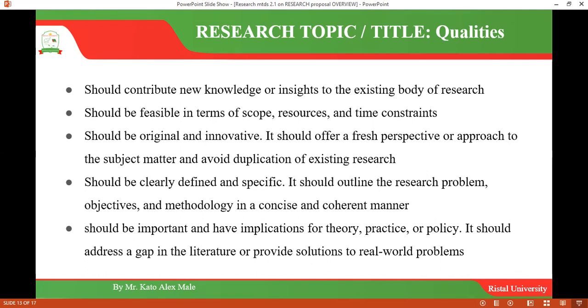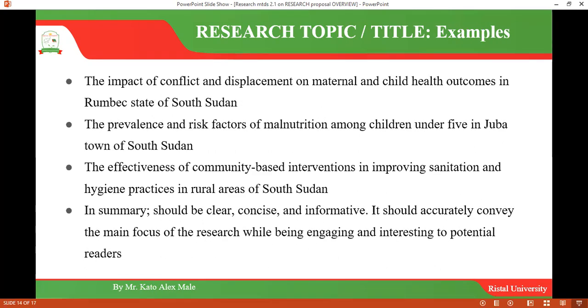That still all goes to adding on the available knowledge. It should be able to contribute to the available knowledge, and address the gap in the available literature or provide solutions to the identified problem. Then, examples of research topics. I tried to give some examples such that you can relate with the topic that you have tried to come up with.